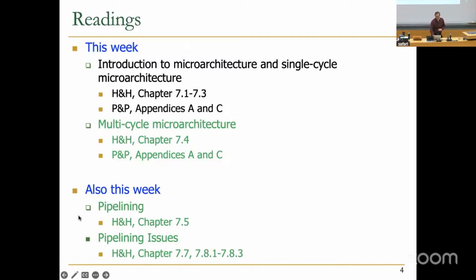For multi-cycle microarchitecture, I'm going to follow H&H, chapter 7.4, which actually does a good job, I think. Patt and Patel appendices, especially Appendix C, builds a full LC3B microarchitecture. It's a very good one. I'm going to briefly talk about it, but if you're really interested, I would suggest looking at it because that gives the concepts very nicely. And then we're going to talk about pipelining.